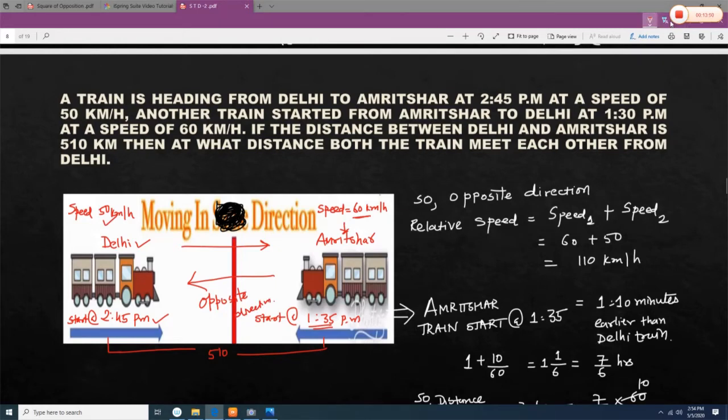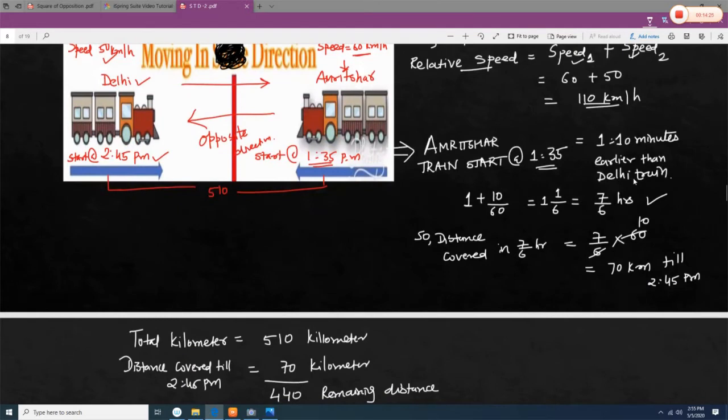And we know when there is an opposite direction the relative speed will be speed 1 plus speed 2. So it is running at 100 kilometers per hour in an opposite direction. But the Amritsar train started first at 1:35 and this train started at 2:45. So Amritsar train is running 1 hour plus 10 minutes extra. So in 1 hour plus 10 minutes, 10 divided by 60 is 1 upon 6, so 7 upon 6 hours the Amritsar train is starting first.